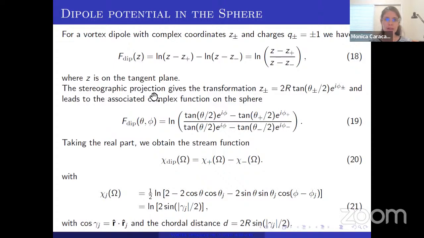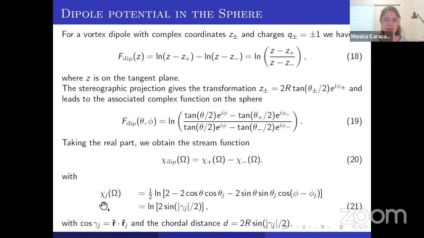How we use the stereographic projection that both show the potential: you just replace coordinate z by 2r times the tangent of theta over 2, times the exponential of angle phi. Basically, this is the formula for the semi-potential for the whole system in this field. Now you take the real part of this, and then you get the stream function. Here, omega is the deviation for theta in p coordinates. Again, this is basically the stream function of the positive minus the stream function of the negative component.